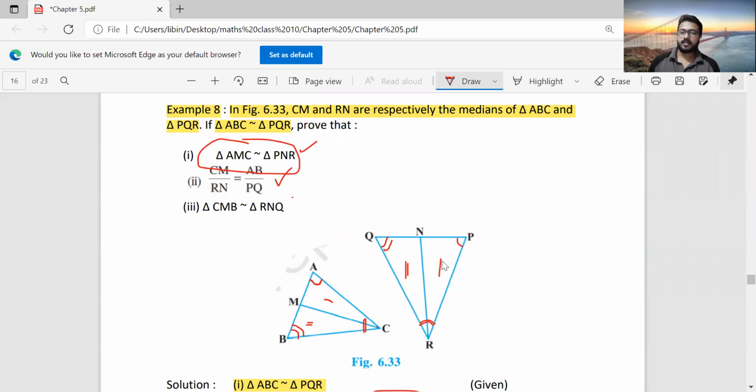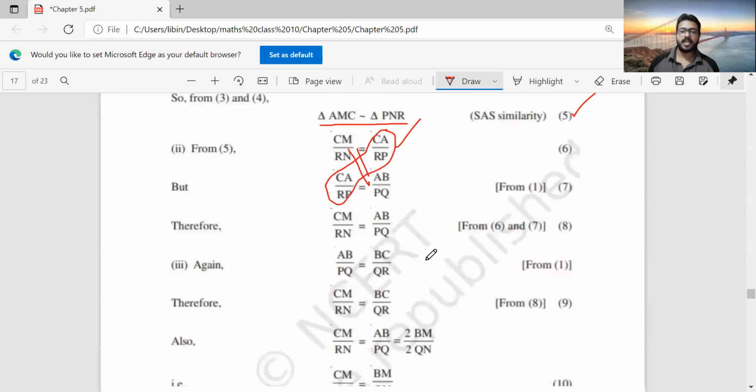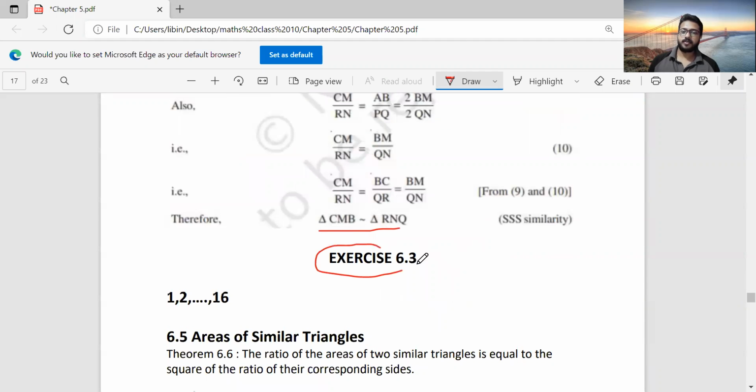So this is about our today's class. If you have any doubt, you can ask me. And exercise 6.3 is your homework.